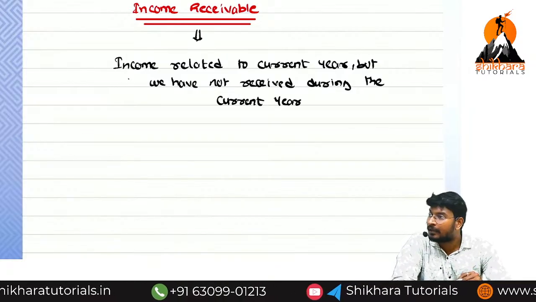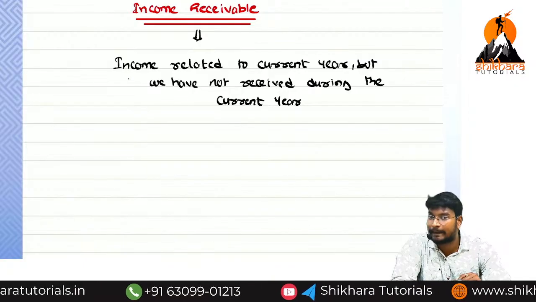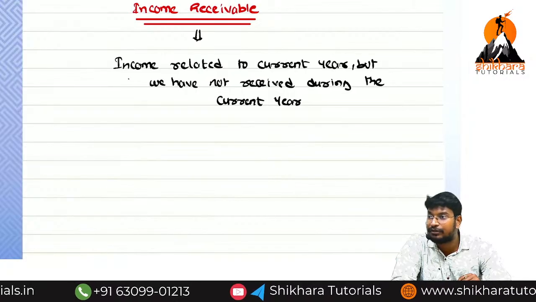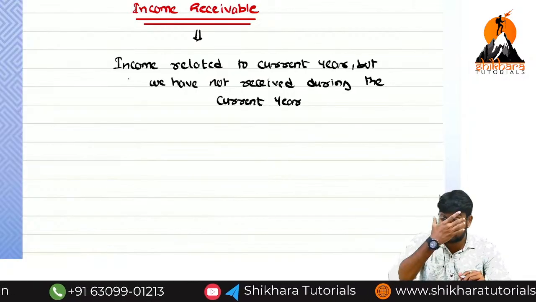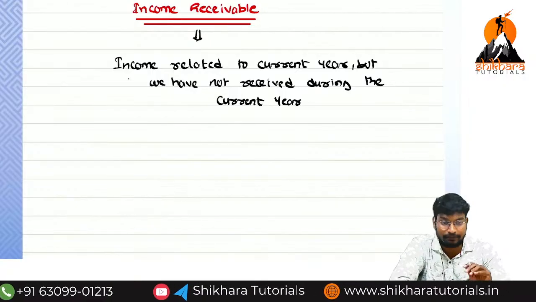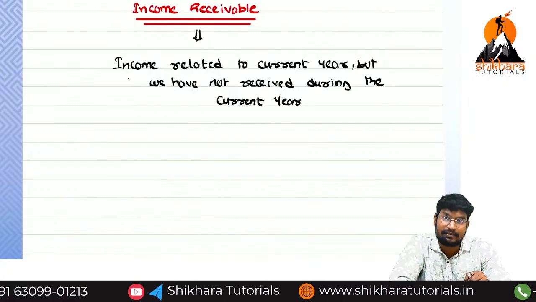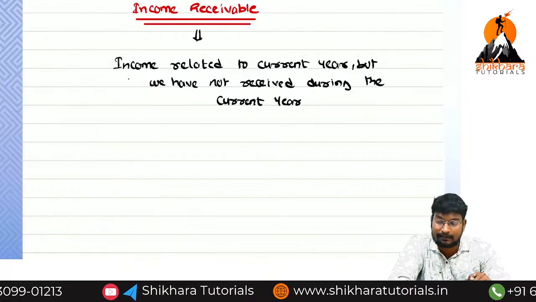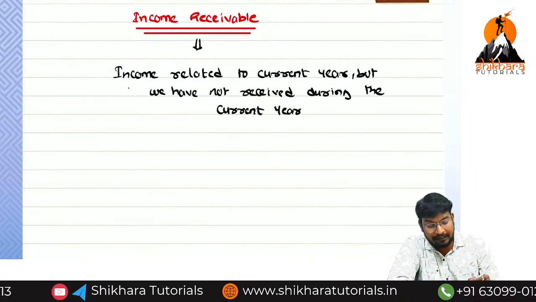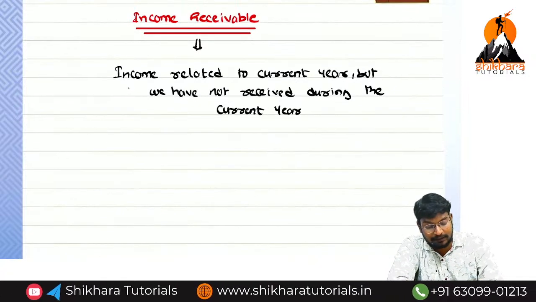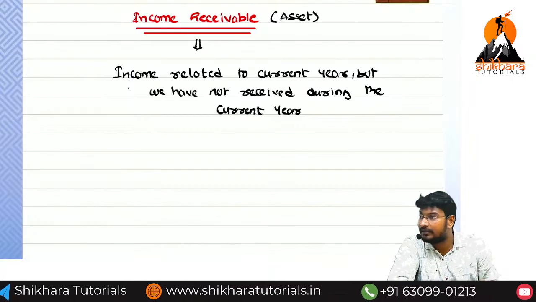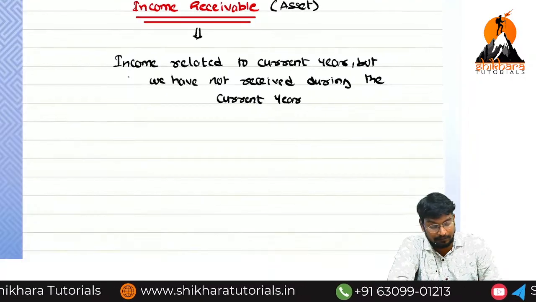That means, in which basis will we consider this? In the accrual basis we will consider it, but in the cash basis we should not. Because as per accrual basis, even though we have not received it, it is related to the current year, so we will consider it. As per cash basis, there is no involvement of cash, so we should not consider it. Is it an asset or a liability? It is an asset. I will give an example.